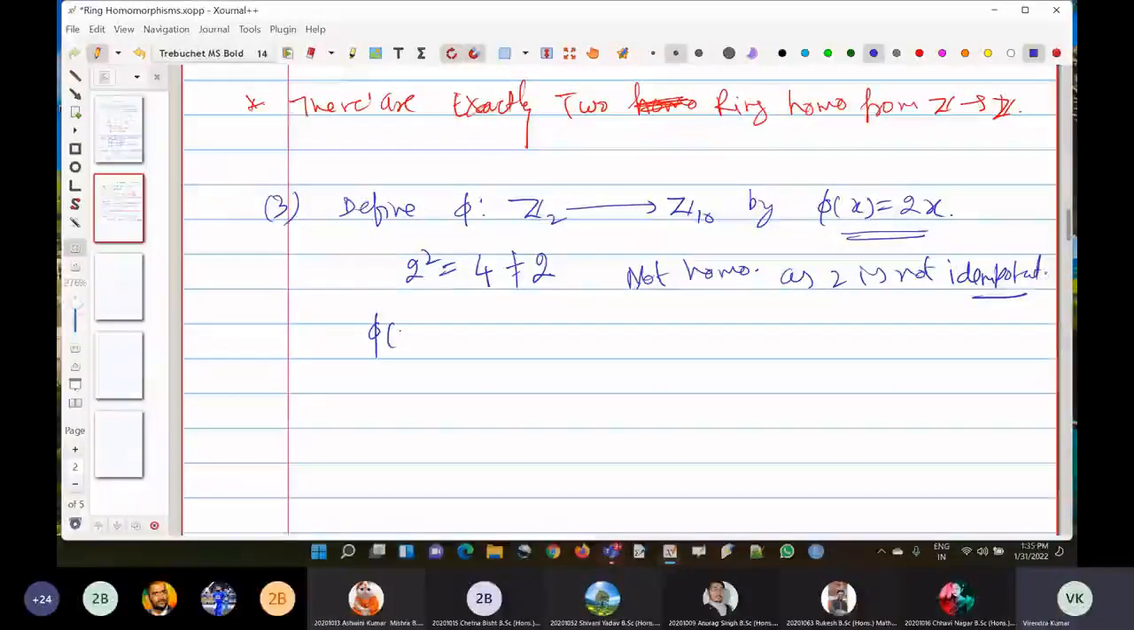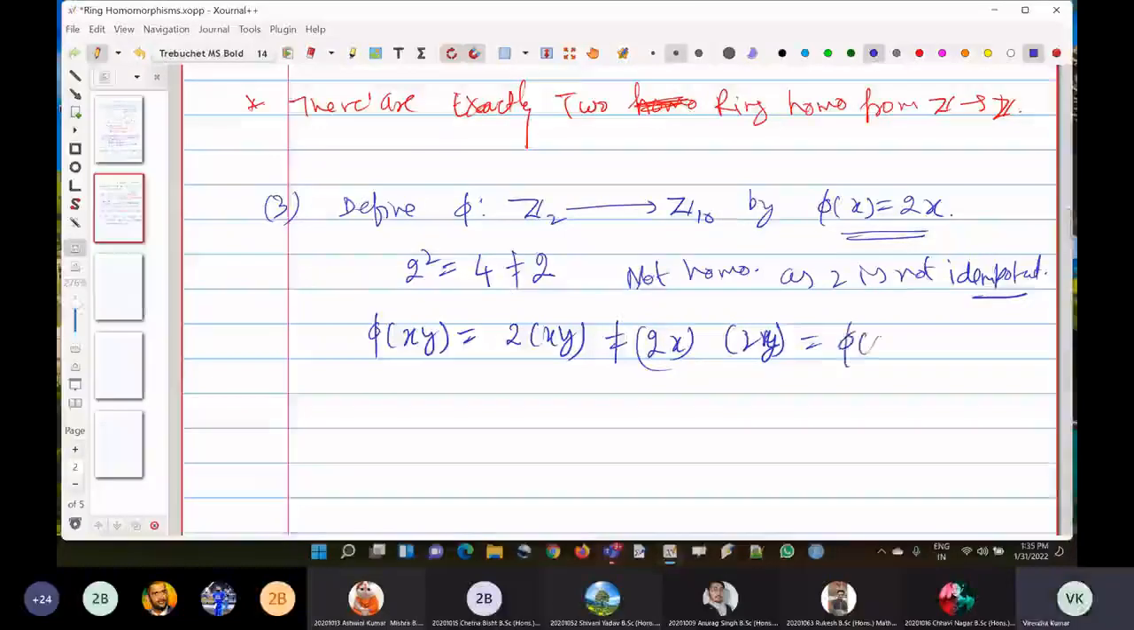Of course, you can check it out. Phi of the sum is okay, but when you are talking about the product, phi of xy is equal to 2 times xy. This is not equal to 2 times x, times 2 times y, because that is phi of x times phi of y. So this is not a homomorphism.